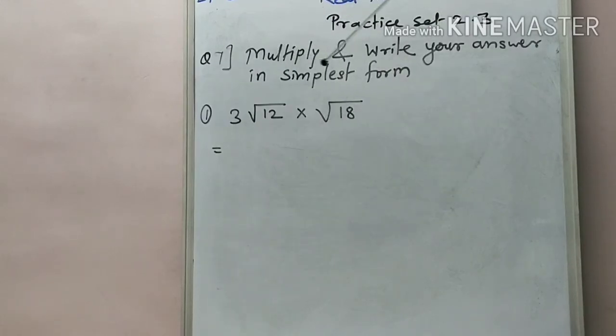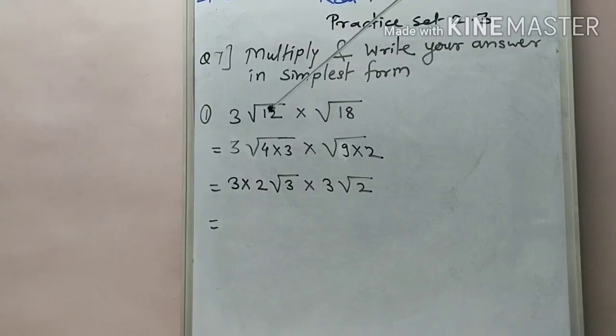The 7th question is: multiply and write your answer in simplest form. Here, in the first example, we are given 2 surds, 3 root 12 and root 18. We have to multiply these two surds and write our answer in simplest form. As we observe here, both 12 and 18, both radicands, can be factorized in such a way that one factor gives us a perfect square. So first we write the simplest form of these two surds, and then we multiply both.